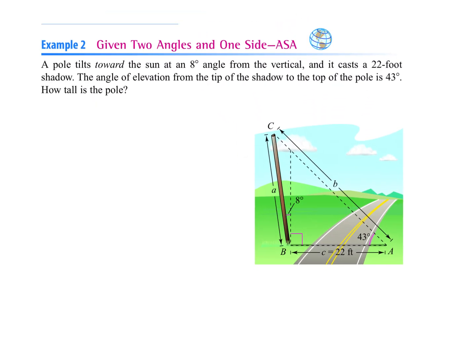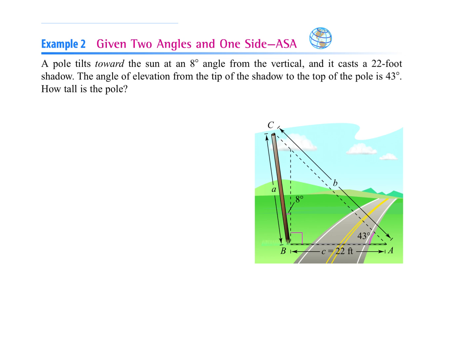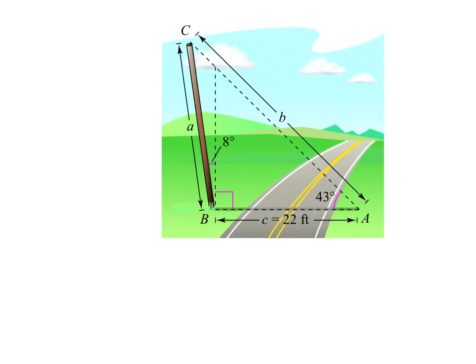So in example 2, we're going to do the same thing. It says a pole tilts towards the sun at an 8-degree angle from the vertical, and it casts a 22-foot shadow. The angle of elevation from the tip of the shadow to the top of the pole is 43 degrees. How tall is the pole? So here it gives us a picture, draws everything for us. So it's not a right triangle.